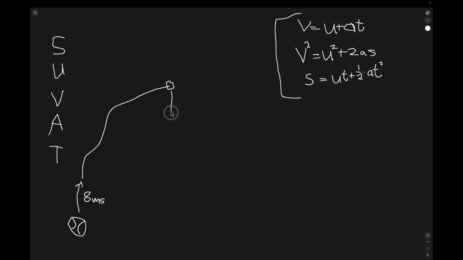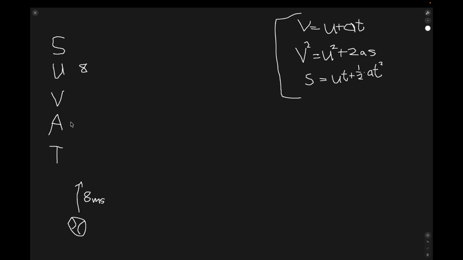Here, what will the distance be? There, and how much time will it take? That there is what we are solving for. So, we know our initial is 8.